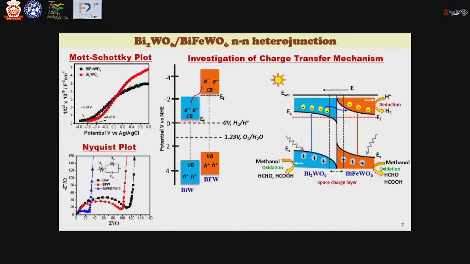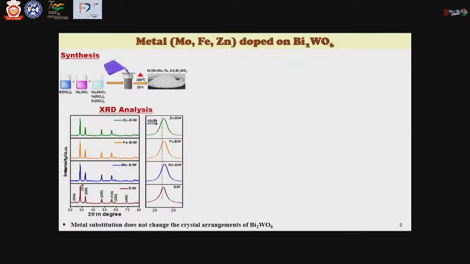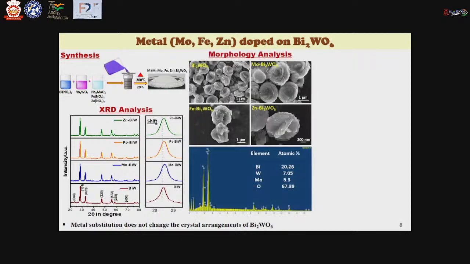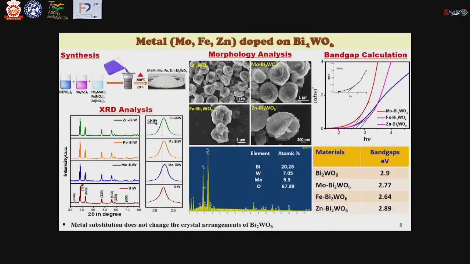for the reduction reactions. So further, we tried metal doping, where we chose molybdenum, iron and zinc through the hydrothermal method, and we also studied XPS to confirm the doping, where the characteristic peaks have been shifted. These are the morphologies, and as expected, the band gap reduces after molybdenum, iron and zinc doping compared to bismuth tungsten oxide.